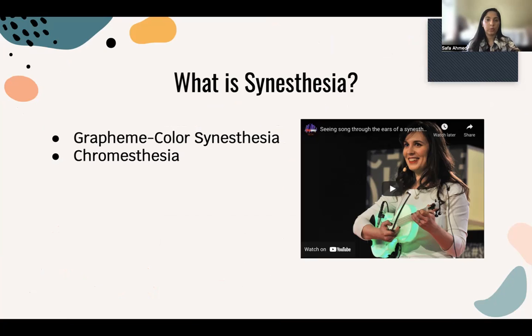Synesthesia is evoked when one sense induces a reaction in another concurrent sense. Grapheme color synesthesia is when people see colors when they look at words, letters, or numbers. And then chromesthesia is when people see colors when they hear sound.